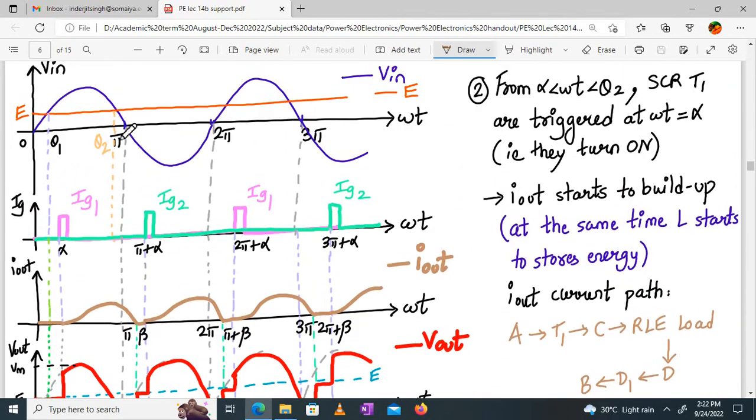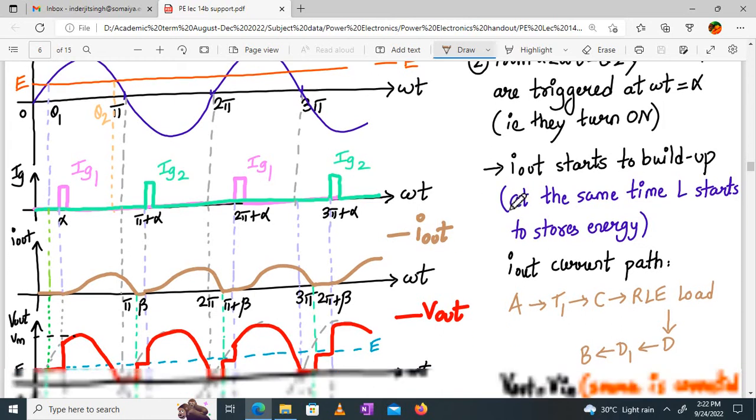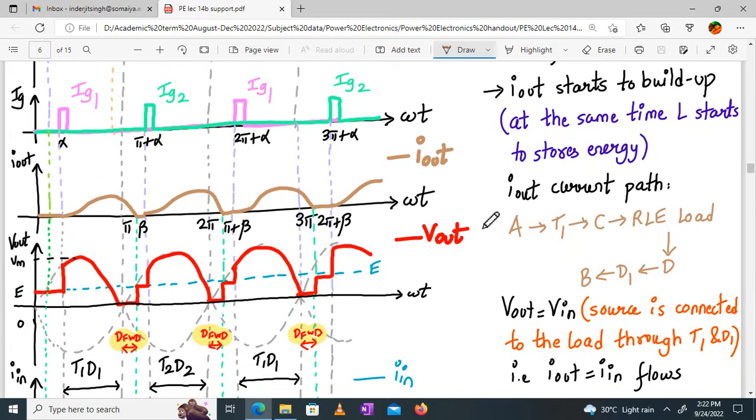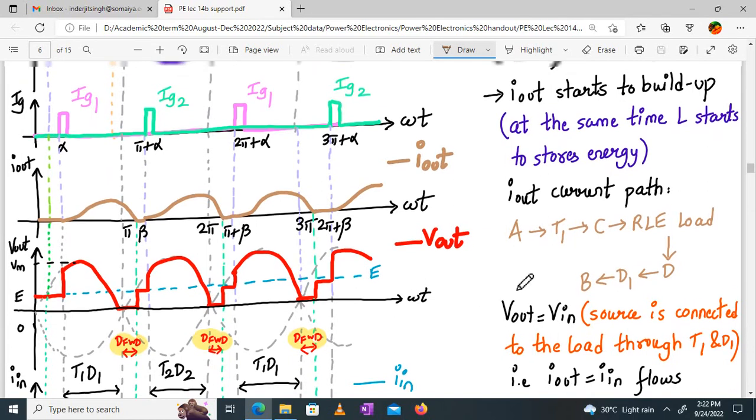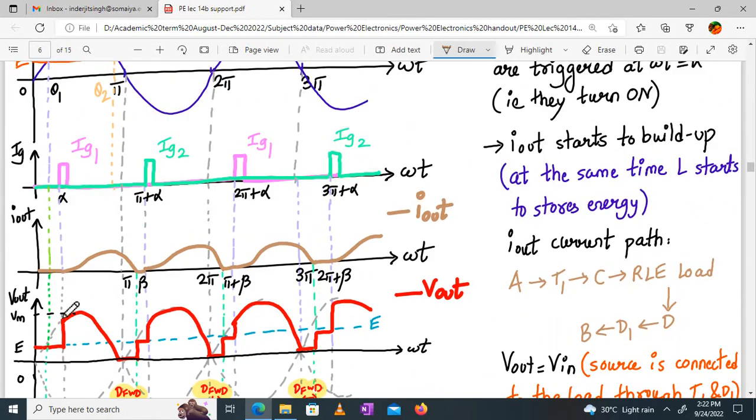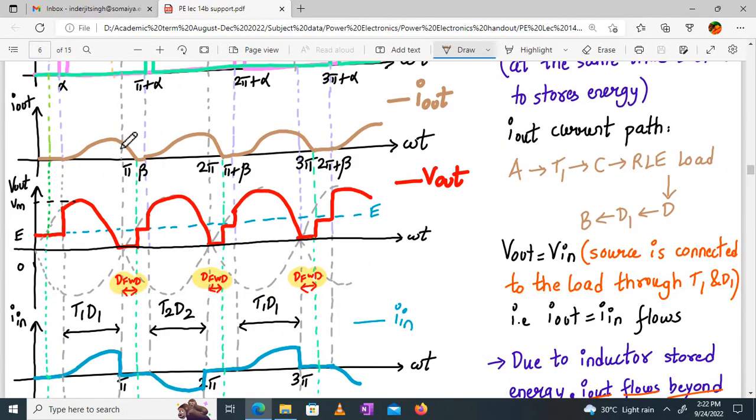So what happens after theta 2? The V in is becoming less than E. Normally, T1 should go to reverse blocking mode. But it does not happen because of the inductor's stored energy. Your T1 continues to conduct till pi, right? Actually T1 continues to conduct till beta. We have discussed RL load before: the extra conduction till beta is because of the inductor's stored energy, and this happens only in the discontinuous mode of operation, discontinuous load current. In this case, your I in and I out will be the same.